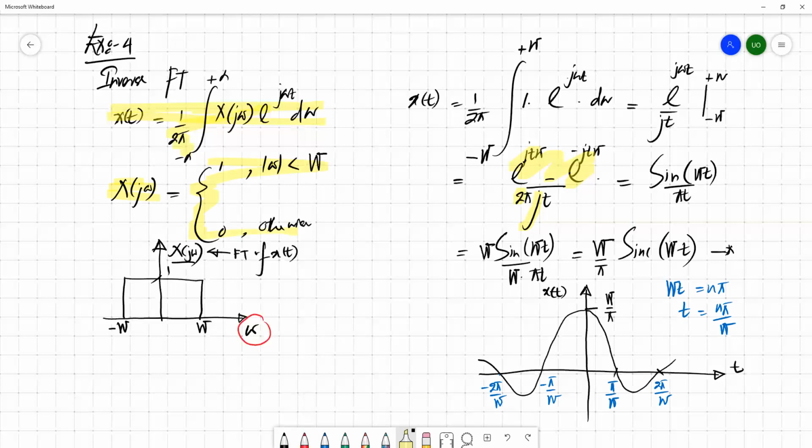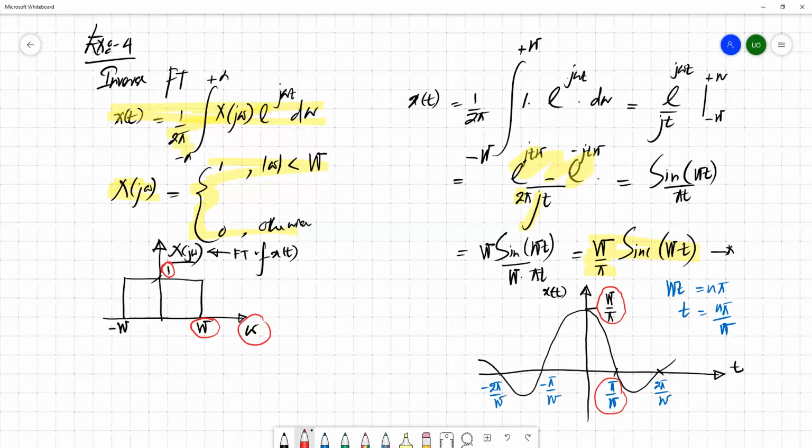In the time domain. You will end up with a function in the frequency domain, and once you apply the inverse Fourier transform, you can convert it to a time domain function like this. See, here we have 1, here we have W over pi, here we have multiples of W over pi. Okay. So this is just for clarity.